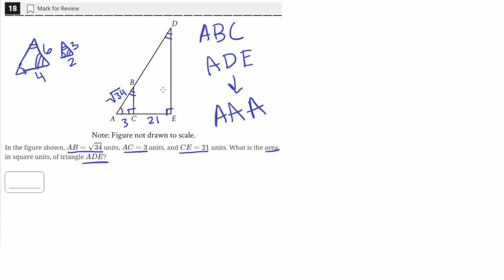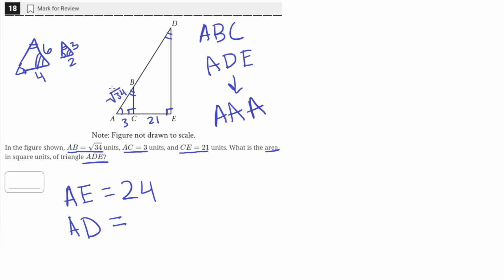Okay, so now that we know that these are similar triangles, we can find the lengths of the sides. So first of all, we know that side AE is just equal to 24, because A to E is 3 plus 21. That was given in the problem. Side AD, we can find by using the length of side AB.